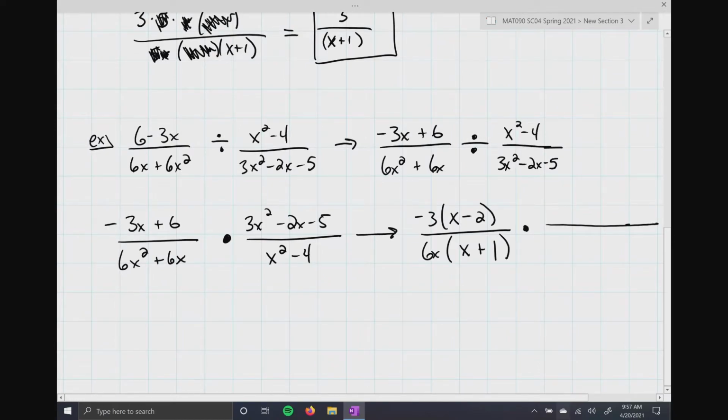Now, I'm going to factor the second fraction. I'm going to do the denominator first because it's a difference of squares. I can see that. I don't need any crazy factoring technique. I just follow the formula for difference of squares. The only hard part here is that numerator, 3x squared minus 2x minus 5, because I need to use my AC method. So I'm just going to go off to the right here.